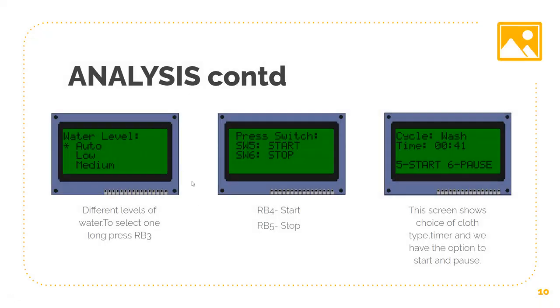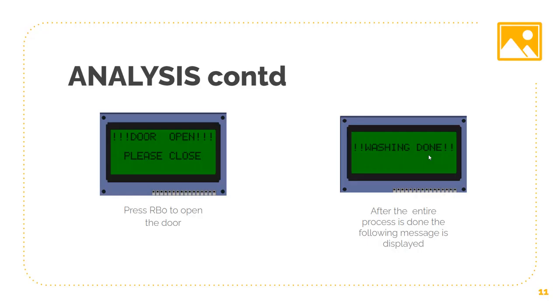After we select the washing mode, we then have to select the water level. Again, similarly, we need to long press RB3 to select the water level. After that, we have two options, start and stop. Clicking RB4 will then start our washing machine. The next screen shows the type of washing mode, the time, and also gives us an option to start as well as pause. There's an option to open the door, RB0. In this case, the buzzer will also beep, and once the washing is done, this is our final screen which pops up.